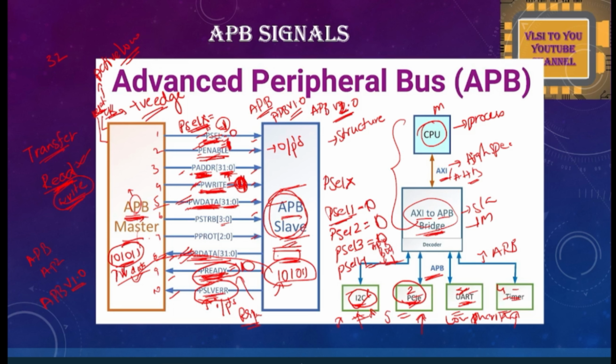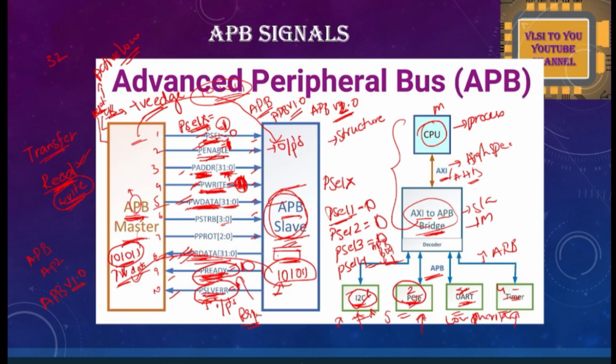Now after ready is equal to 1, that means the master has sent the data to the slave, or the master has read the data, everything is done. During this transfer, through the APB bus only, you're transferring the data. During this transfer, the data will be reaching from master to slave. If there is any loss of data due to various reasons, then the slave will respond to the master through this PSLVERR signal.